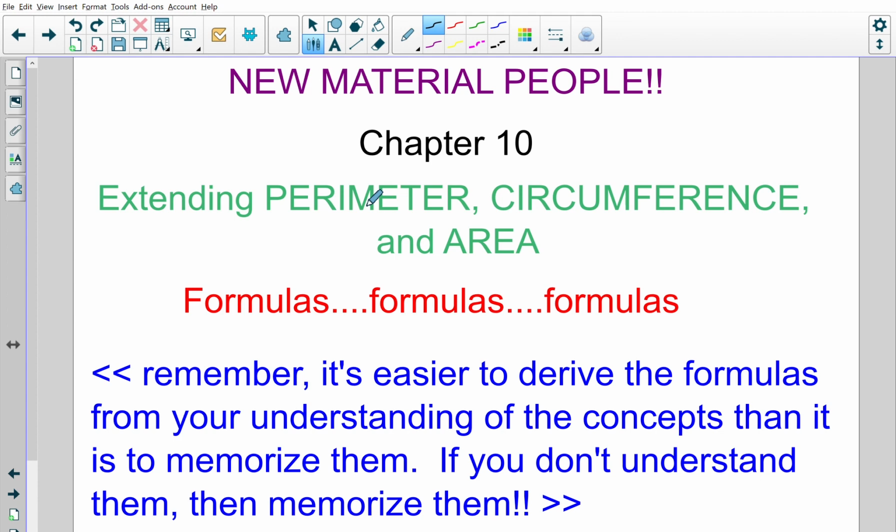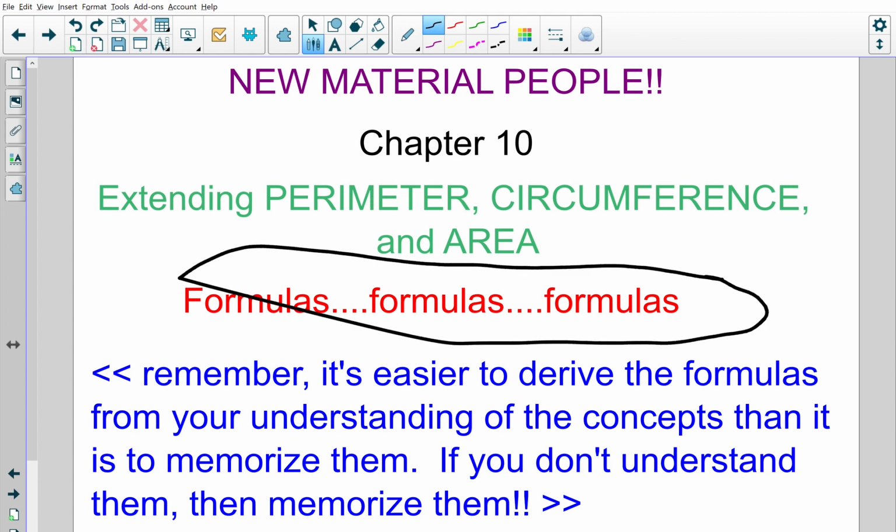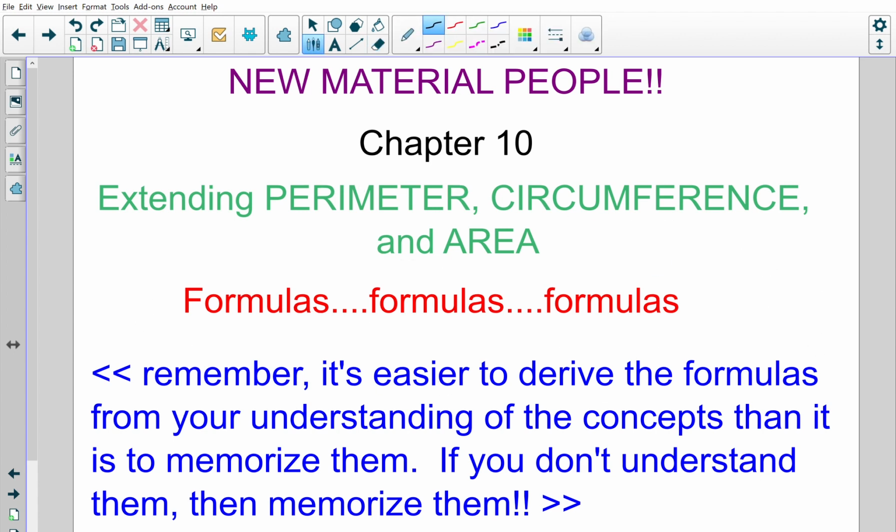In your books at home, chapter 10. This is all about perimeter, area, circumference, moving into volume. Tons of formulas. Get out a piece of paper right now and start a formula sheet. It'll help you. You want to have it with you. You're going to need it. Hopefully you use it so much that you just learn the formulas. If not, memorize them. If you're not a good memorizer, derive the formulas from concepts that you already know. Example.